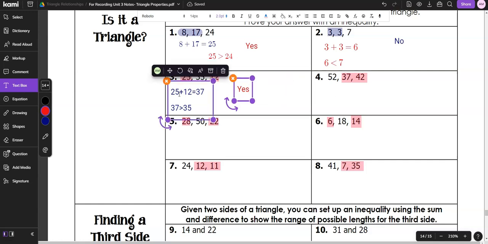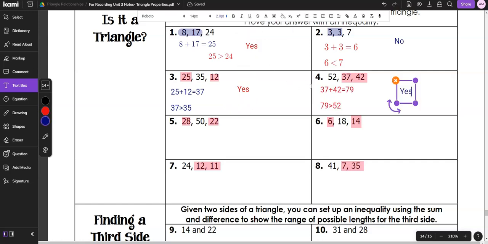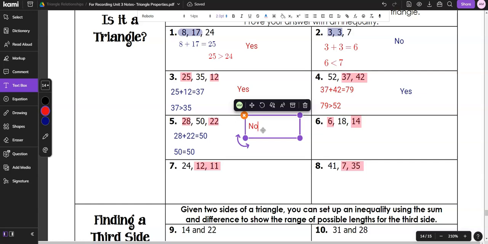All right, so for number 3, 25 plus 12 is equal to 37. 37 is in fact greater than 35, which was our third side. So yes, number 3 can be a triangle. 37 plus 42 is equal to 79. 79 is also greater than 52. So yes, number 4 can represent a triangle. Right, so number 5, 28 plus 22 is going to be equal to 50. 50 is not greater than 50, it is equal to 50. So therefore, this is not a triangle.